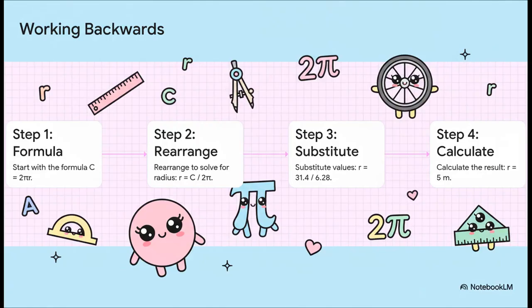Well, the trick here is that you don't even need a new formula. You just rearrange the one we already know. So if c equals 2 pi r, a little bit of simple algebra tells us that r must be c divided by 2 pi, right? So we just plug in our numbers. 31.4 divided by 2 times 3.14. And that gives us a radius of exactly 5 meters.